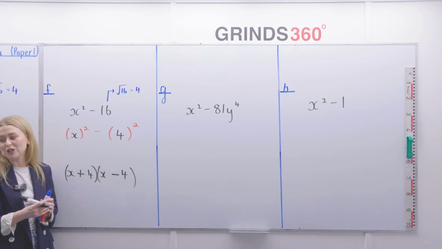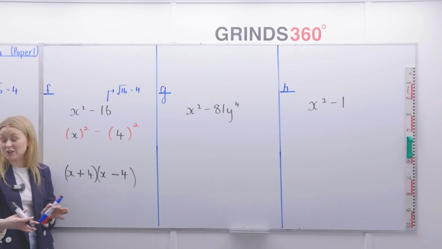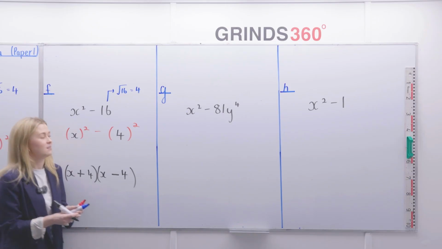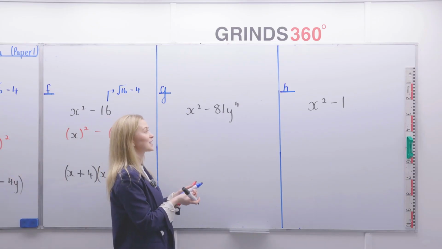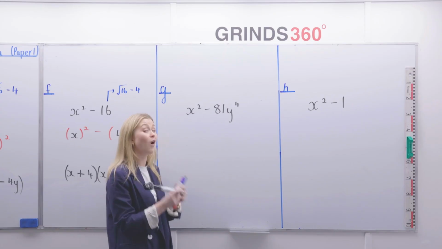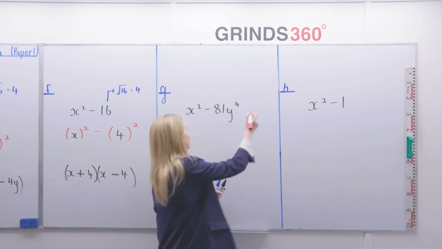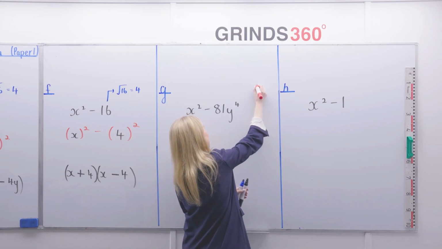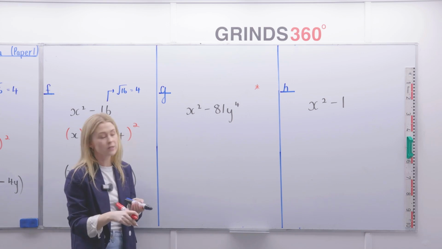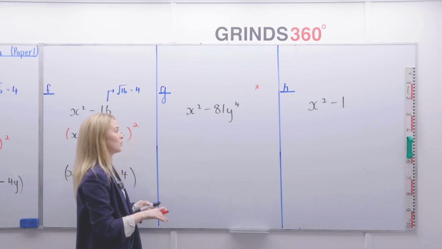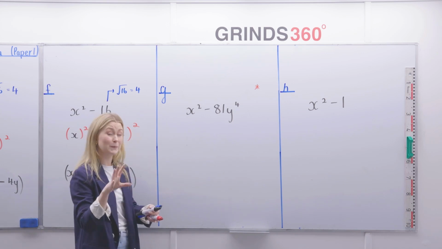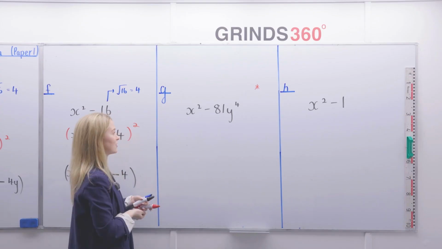So coming across to G, and again, we're on page number 33 at the moment. So G, we're asked to factorize x squared minus 81y to the power of 4. Now, this, again, you're not going to see very frequently on a paper, but it is on our course. So we're just going to look at one when it's to the power of 4. I'm not going to spend too much time on it because we will look at indices later on.